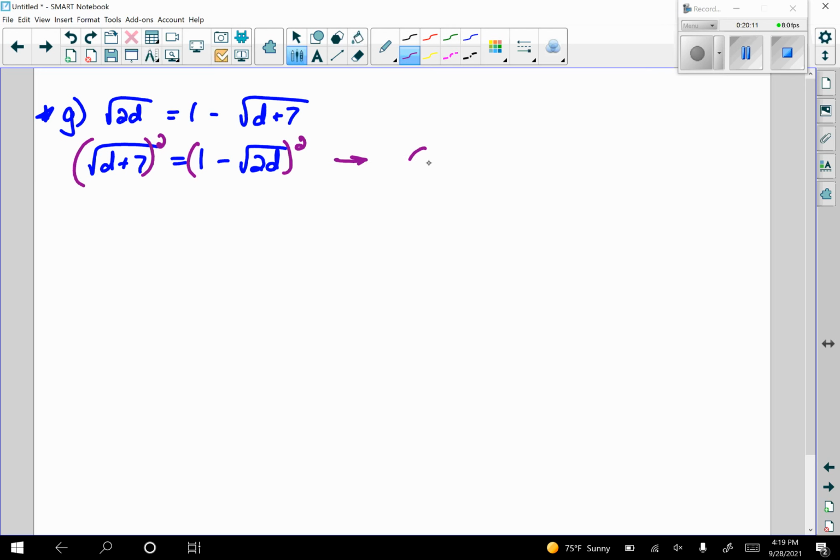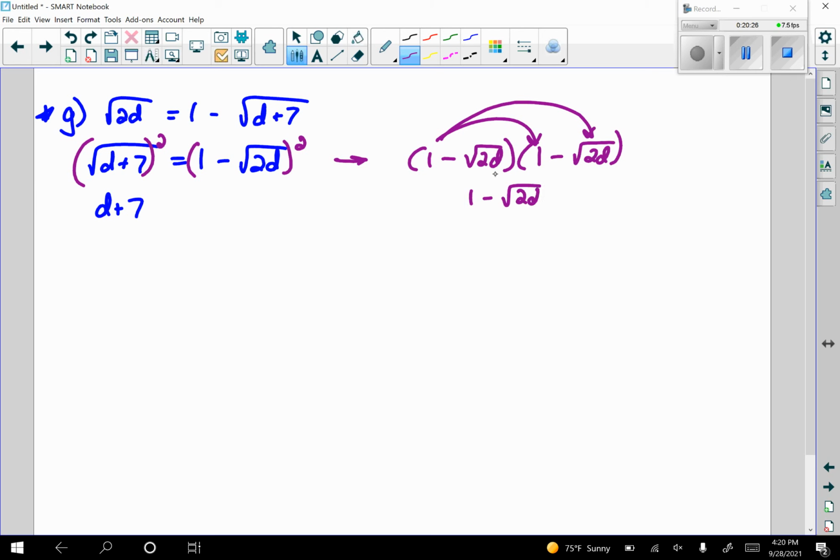But remember, this squared right here becomes 1 minus radical 2d times 1 minus radical 2d. So over here, I'm going to get d plus 7. Let's go through and distribute this. We're going to get a 1 minus a radical 2d, another minus a radical 2d, and then a negative times a negative will get a positive, and radical 2d times itself just gives us 2d. So now we have 1 minus 2 radical 2d plus 2d.